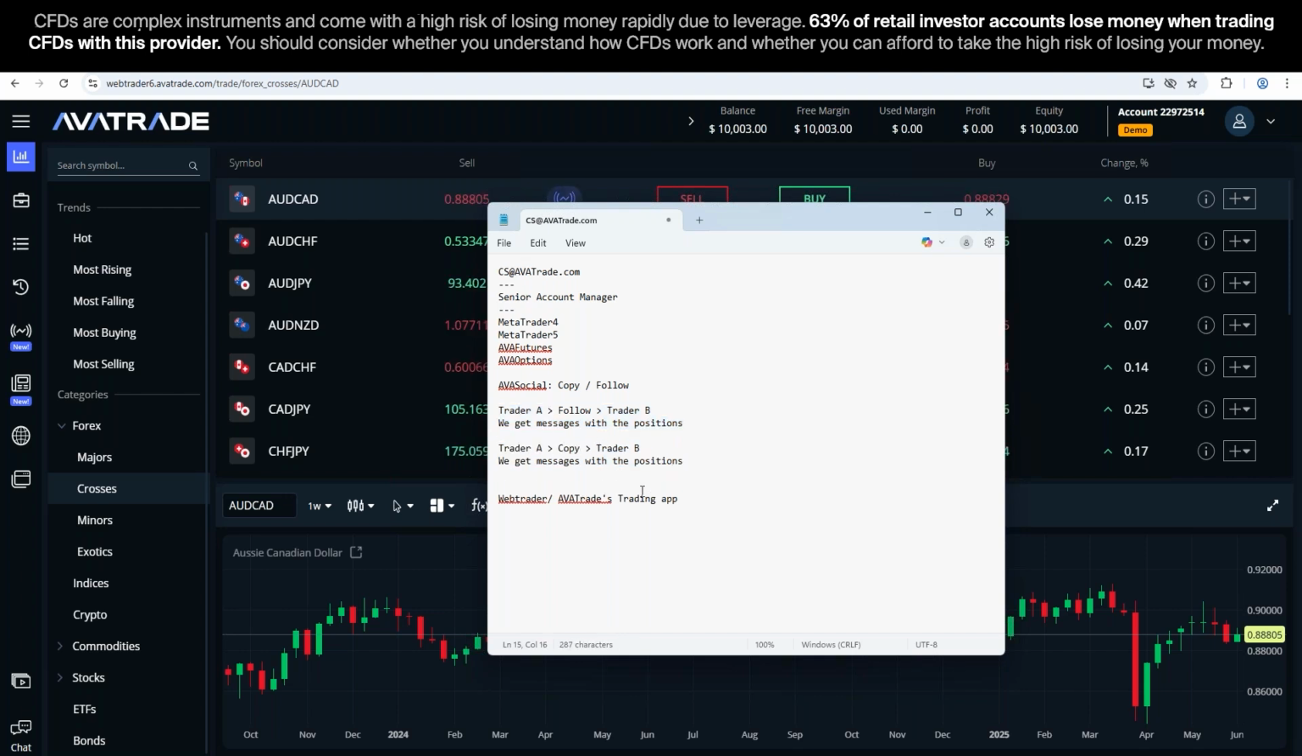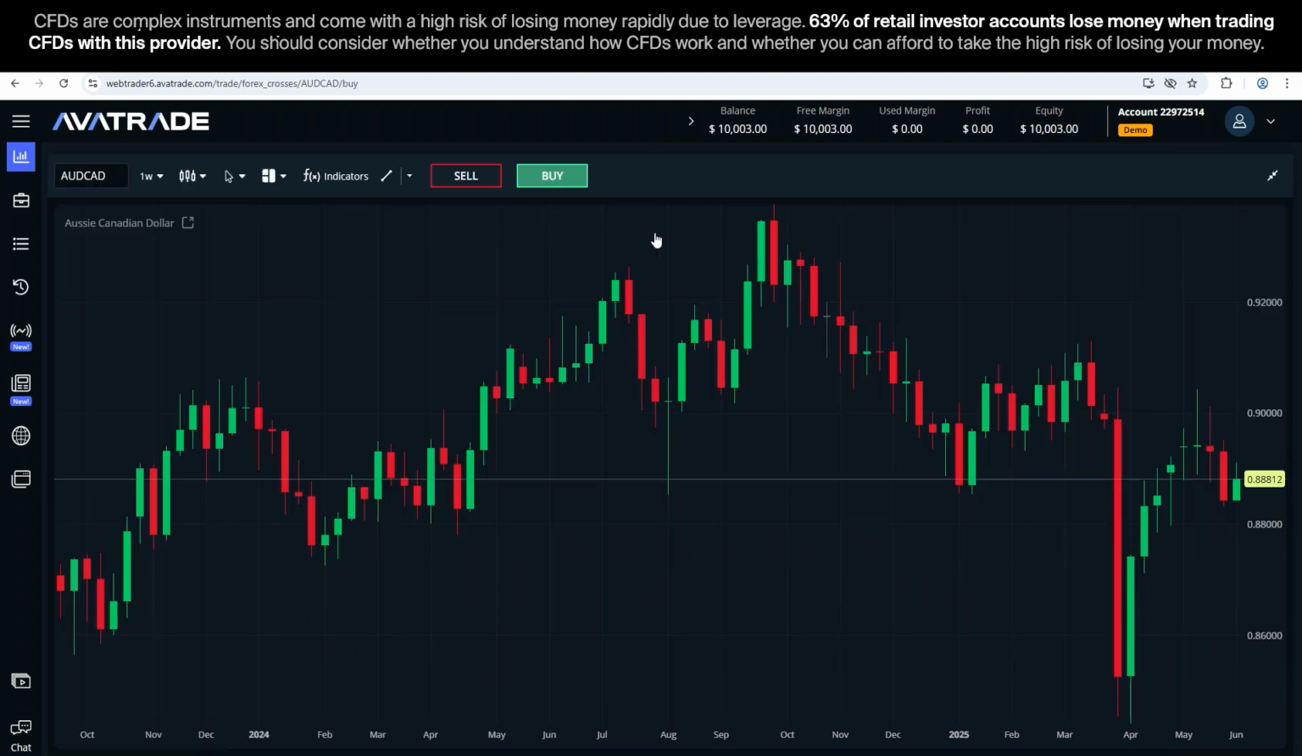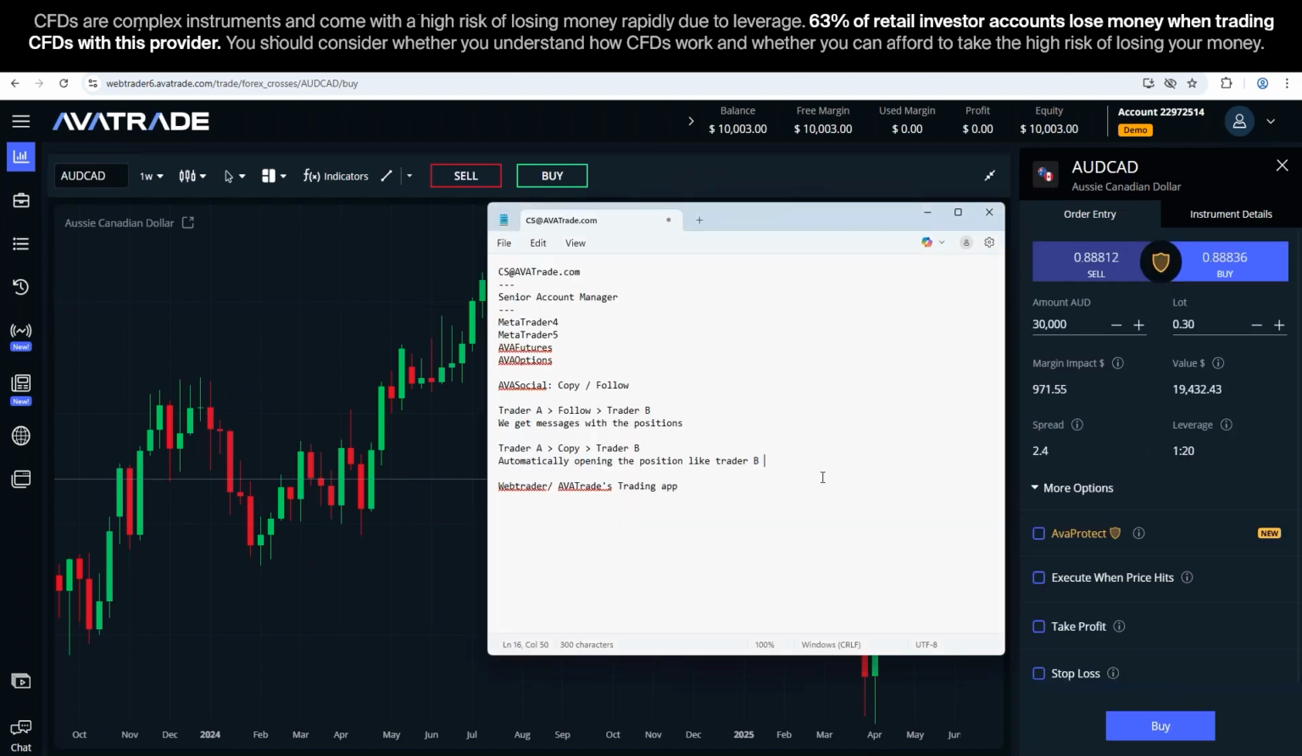Copy from the other end is automatically opening the position, like trader B. That means that actively my account will launch the position similarly to trader B. Now, the unique feature about Avasocial is that I don't have to copy the strategy to its full extent with the same lot size.